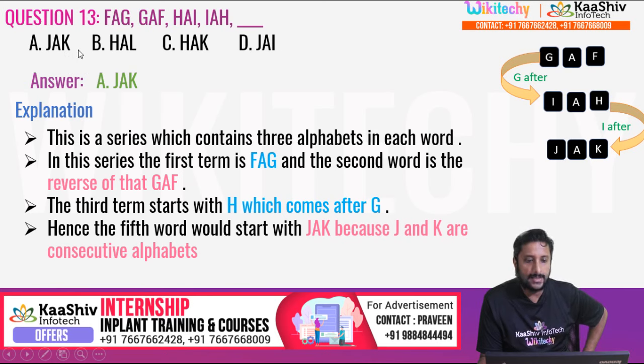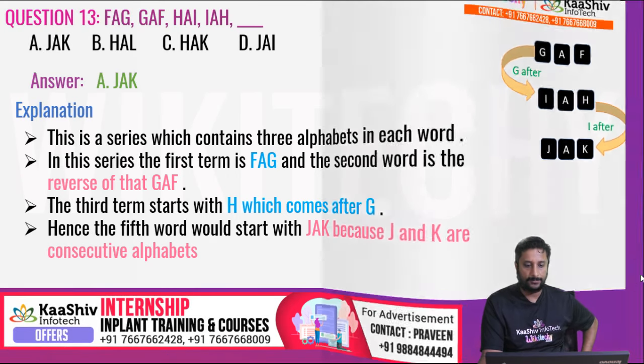So J, A, K is the answer. You may ask me what the next can be. It will be K, A, J. The other one is J, K, A, J. So J, A, K is the answer.